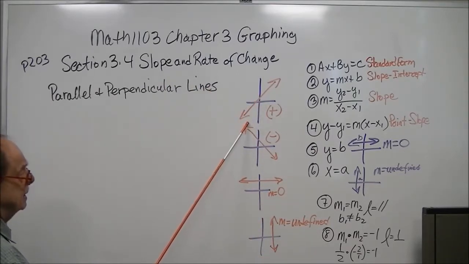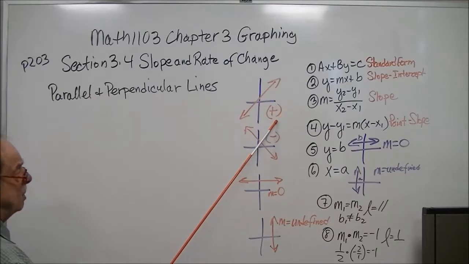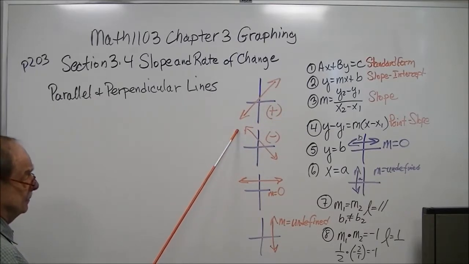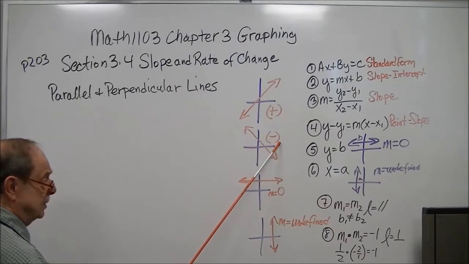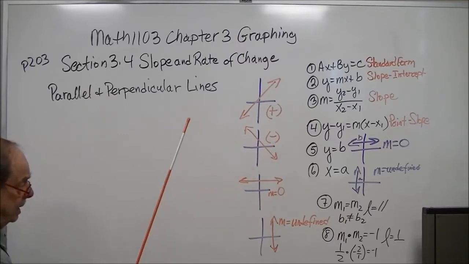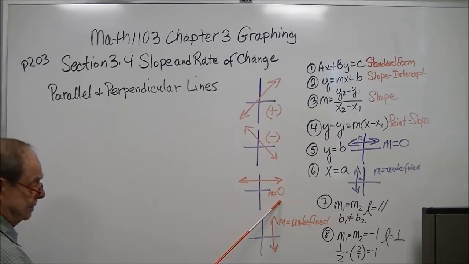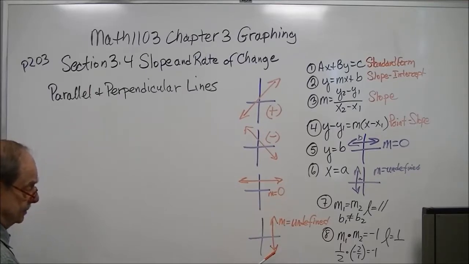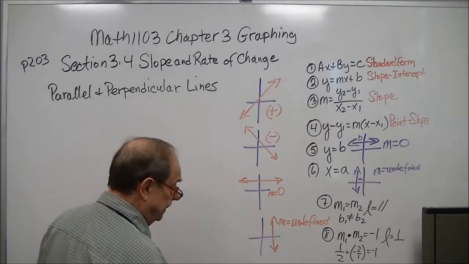If you see a line that starts low on the left, and as you go to the right, it goes up, that's positive slope. If you start at the left and it's high, and as you go to the right, it goes down, that's going to be negative slope. If you see a horizontal line, that's going to be zero slope. If you see a vertical line, that's going to be undefined slope.